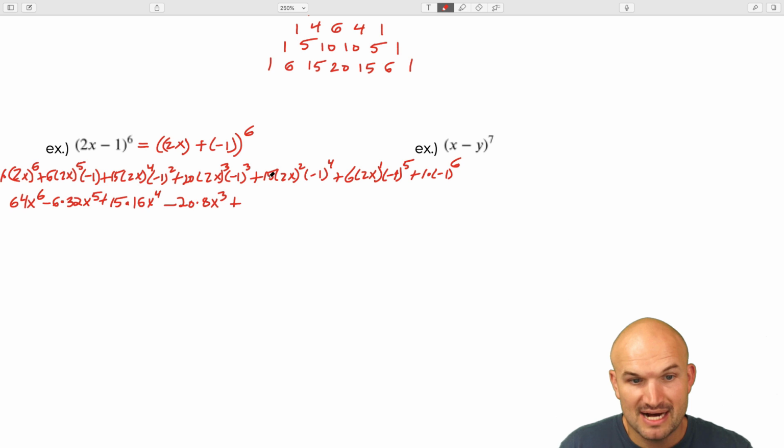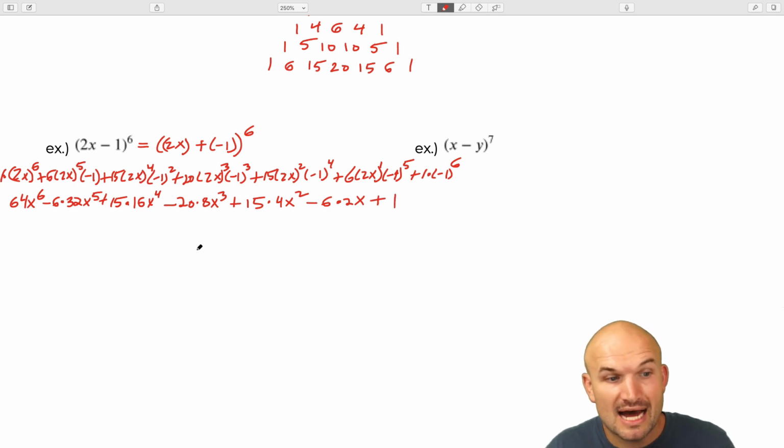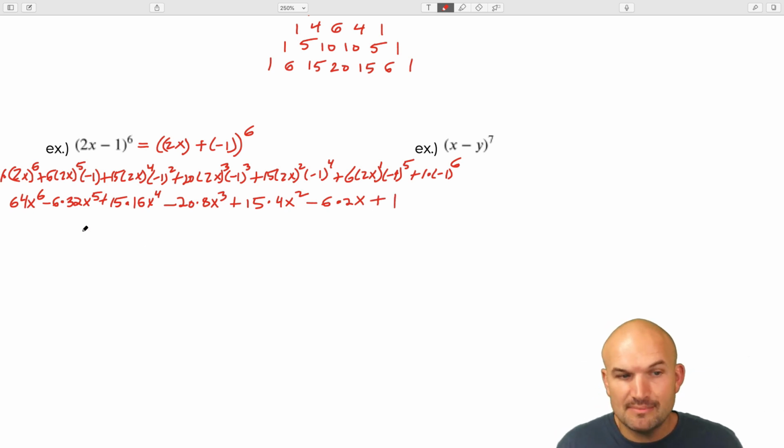Then plus, that's going to be a positive. So it's going to be 15 times 4 x squared. This is going to be a negative, so it'd be a negative 6 times 2x. And then here it's going to be a positive, so it'd be a plus 1. So now all we need to do is just simplify here.